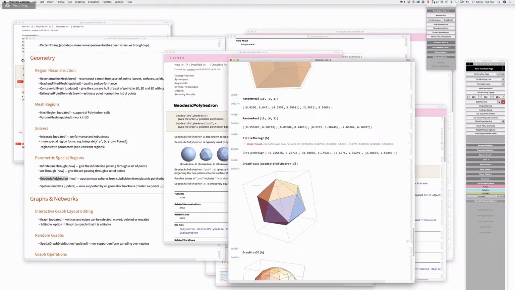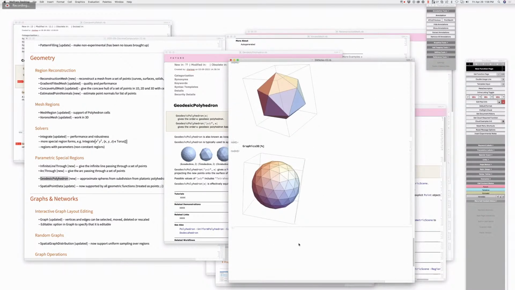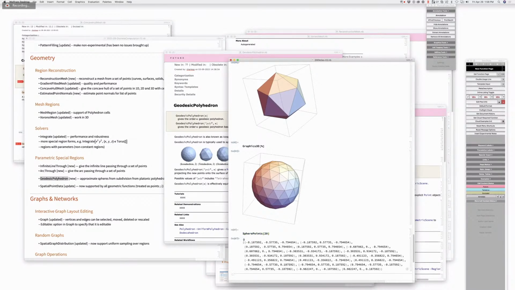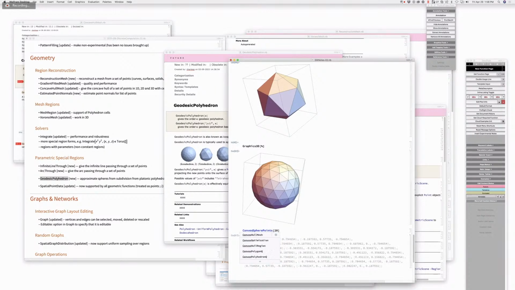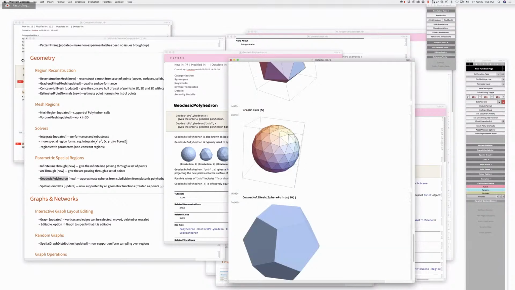Sandra's asking, is this convex hull mesh of sphere points of n? No, it's not, right? Because sphere points is yet a different thing, although that's a very good example. Sphere points will attempt to equally space points on a sphere, and so that will produce a much less regular looking object.